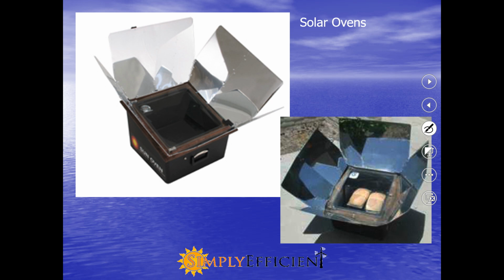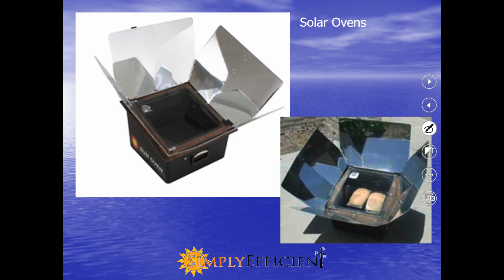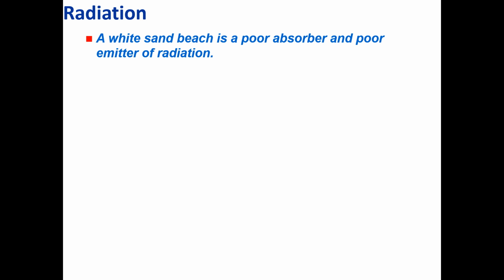The solar oven. Let me show. Sand at the beach is a poor absorber and poor emitter of radiation. What is the meaning of emitted? What is the meaning of absorbed?